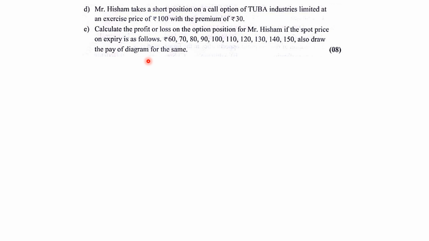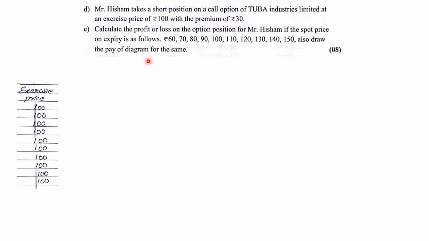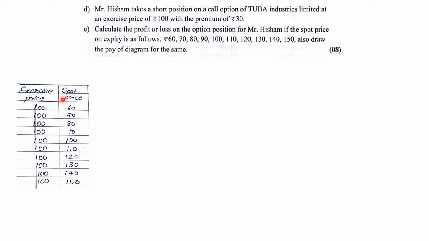Now, when such questions are given, the very first thing you need to do is make a table. The first columns of the table will be exercise price and spot price. Spot price is the values they have given us: 60, 70, 80, 90, 100, 110, 120, 130, 140 and 150. Exercise price is 100 for all. These first two things are from the question.